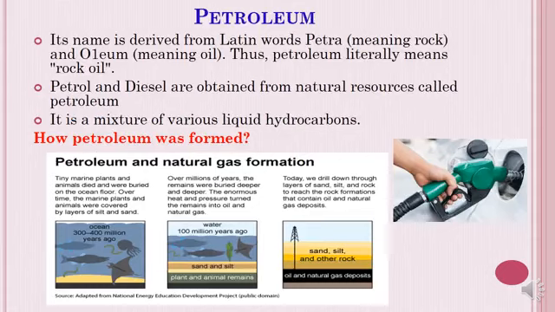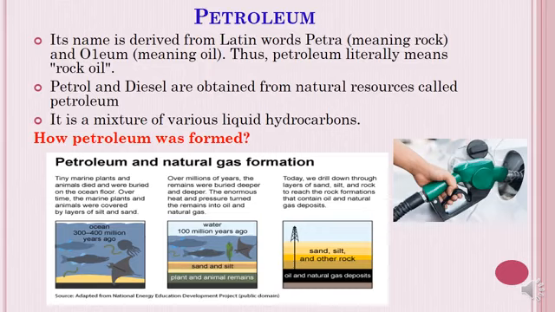Now, students, I am going to tell you about petroleum. The word petroleum is derived from the Latin words petra meaning rock and oleum meaning oil. Thus, petroleum literally means rock oil. Petrol and diesel are obtained from a natural resource called petroleum. It is a mixture of various liquid hydrocarbons.